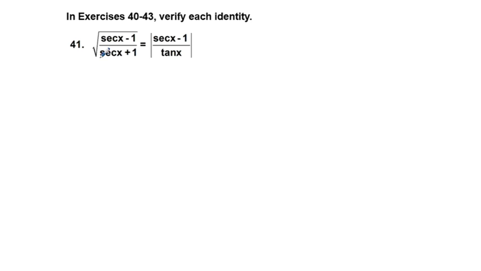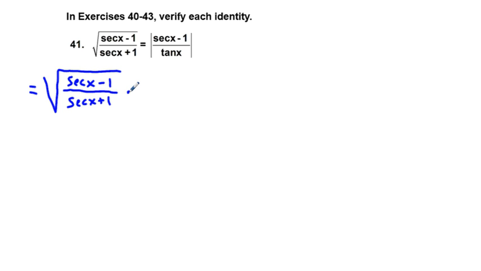And here's problem 41. We have the square root of secant x minus 1 over secant x plus 1 equals the absolute value of secant x minus 1 over tangent x. And what we're going to do is work with the left side and have the left side eventually equal the right side. What we're going to do is take this left side here and rewrite it as the square root of secant x minus 1 over secant x plus 1.